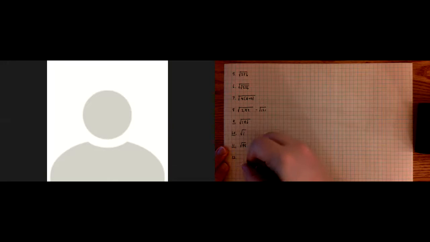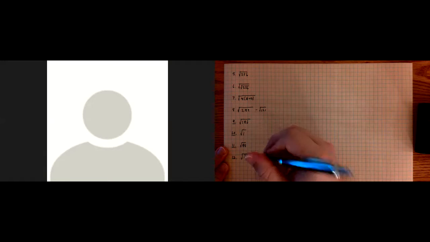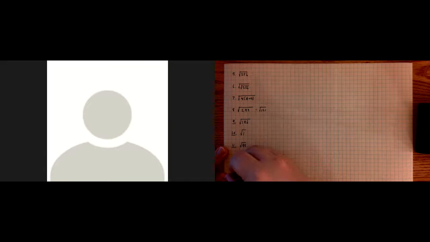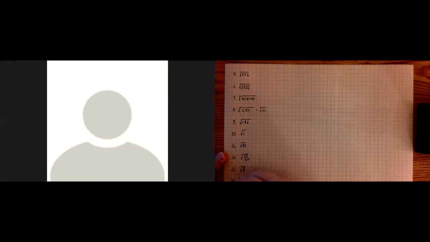12. Square root of 27 over 64. 13. Square root of 81 over 5. 14. Square root of 800. 15, square root of 169 plus square root of 144.